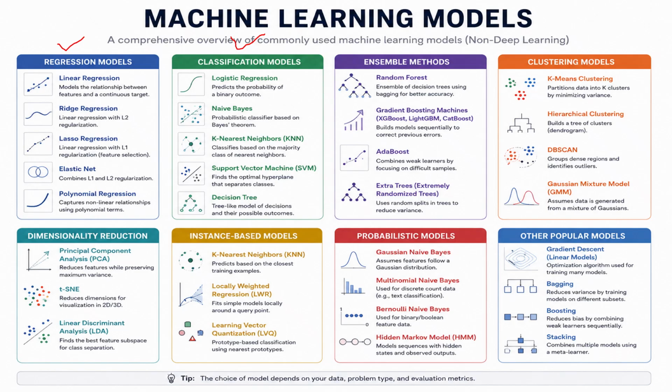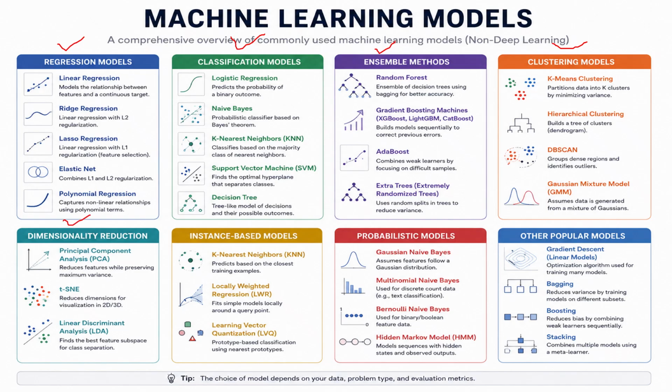and the next is going to be ensemble methods. They basically improve prediction accuracy by combining multiple models. Instead of relying on a single model, they aggregate the strengths of several models to produce better results. Next is clustering models. They are used when there are no predefined labels. They automatically discover hidden groups or patterns within the data, such as customer segments.